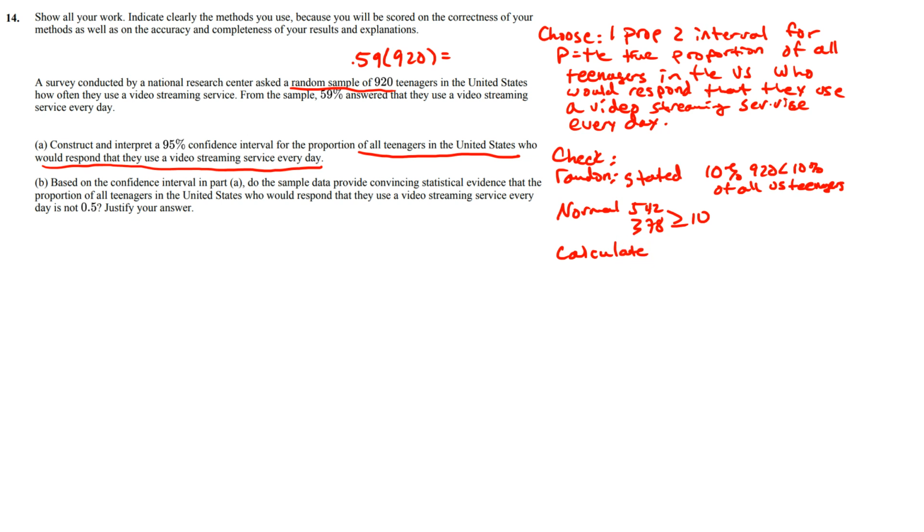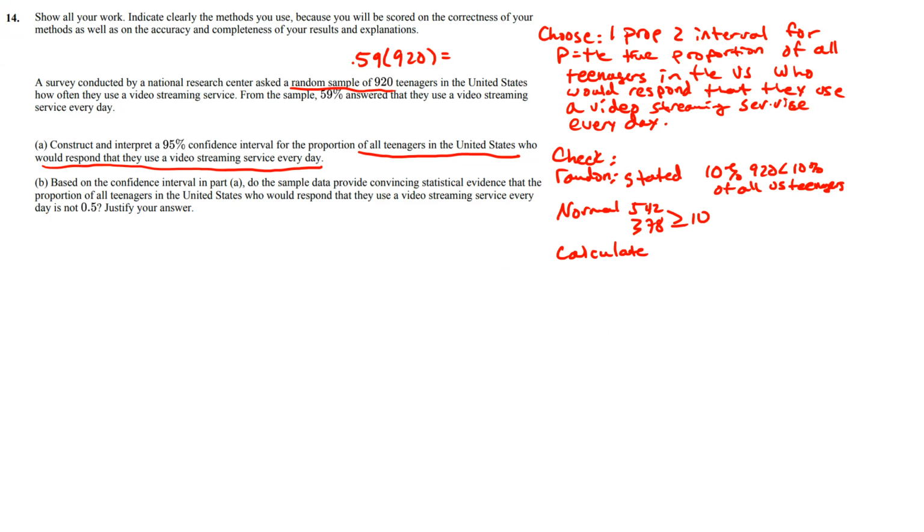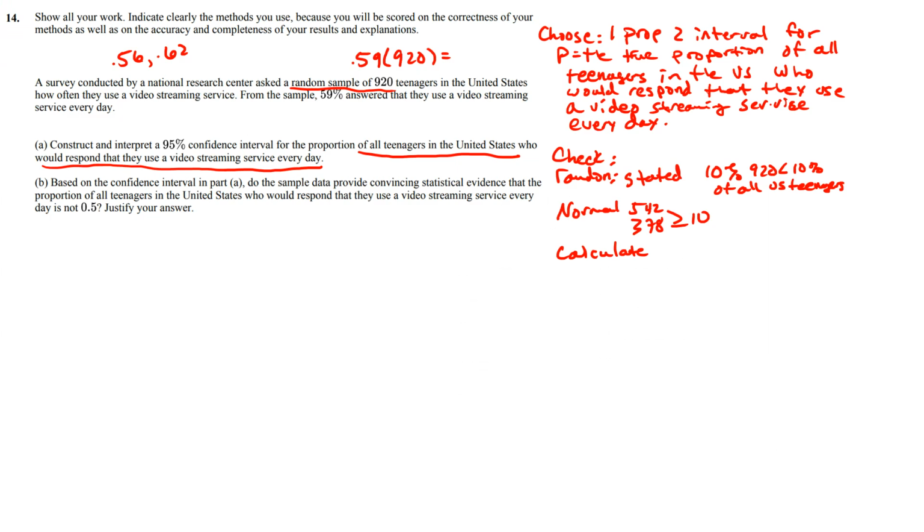Calculate. Why didn't I even write it down? That would have been smart on my part. 0.56 to 0.62. Okay. Let's back up just to have it. 0.56 to 0.62. Was that right? I've already forgotten. Again, goldfish. 0.56 to 0.62. So there's our interval. I should have written that down.